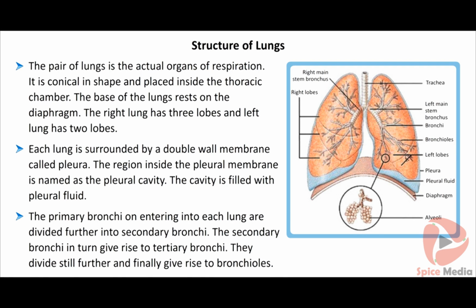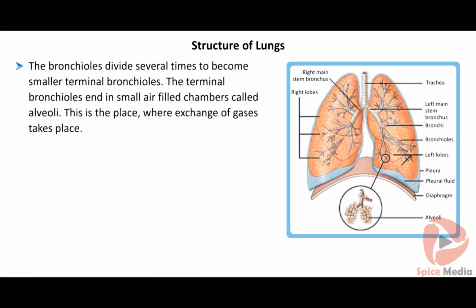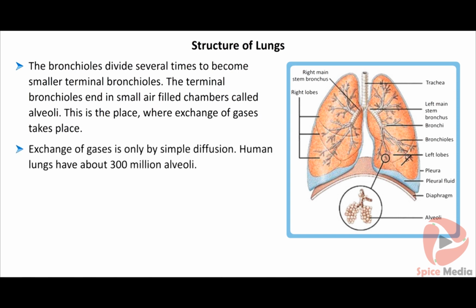The primary bronchi, on entering each lung, are divided further into secondary bronchi. The secondary bronchi in turn give rise to tertiary bronchi. They divide still further and finally give rise to bronchioles. The bronchioles divide several times to become smaller terminal bronchioles. The terminal bronchioles end in small air-filled chambers called alveoli. This is the place where exchange of gases takes place. Exchange of gases is only by simple diffusion. Human lungs have about 300 million alveoli.